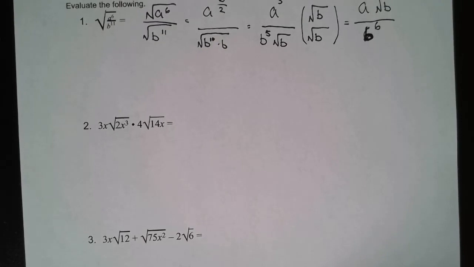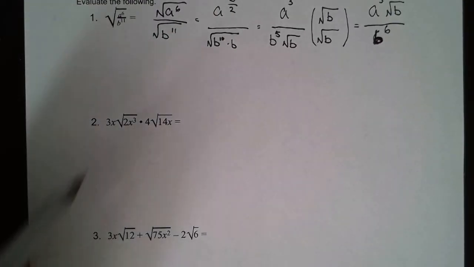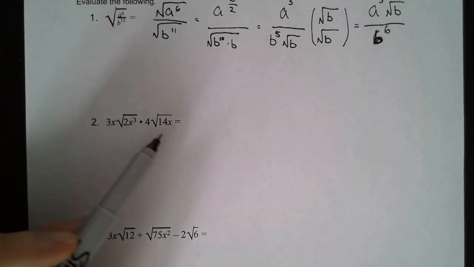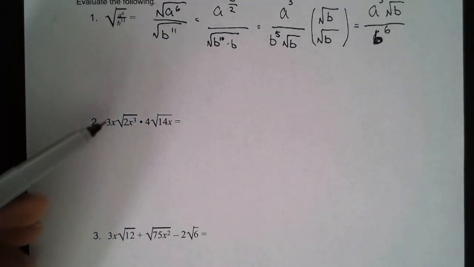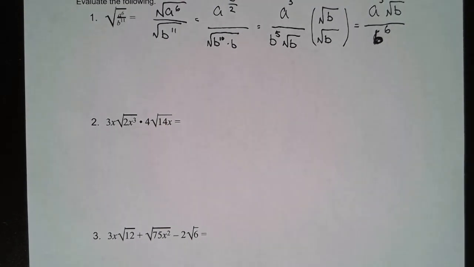So there's try number 2, another multiplication problem. First multiply the coefficients, then multiply your radicands and see what you can simplify underneath this square root in this case. So go ahead and pause the video and try number 2 now.